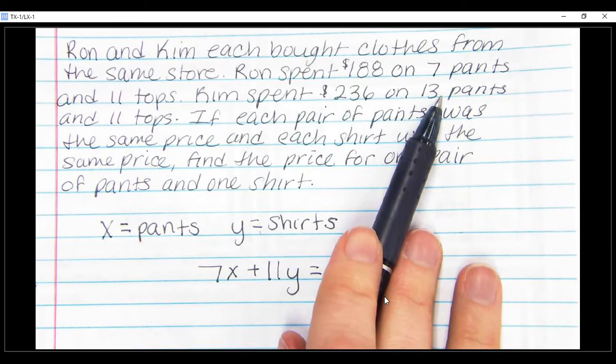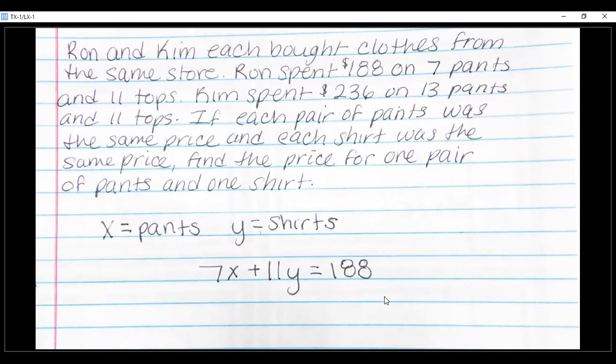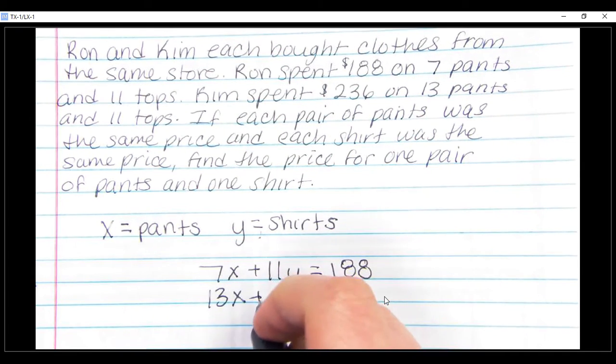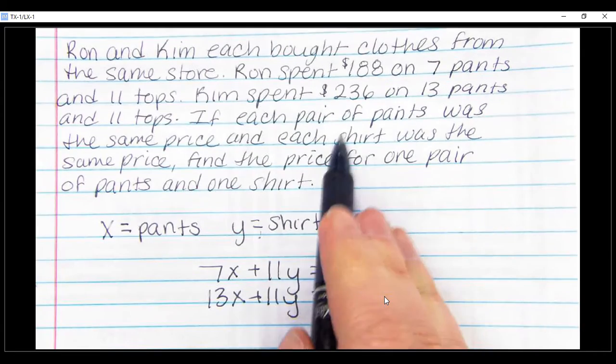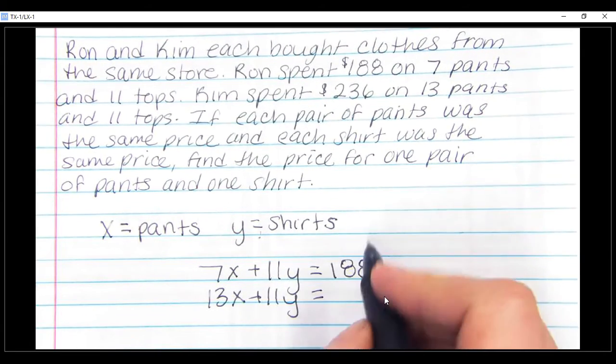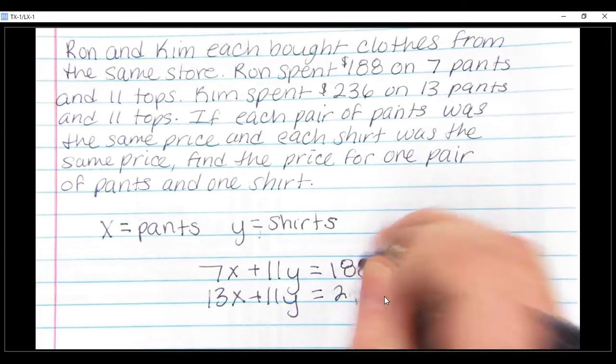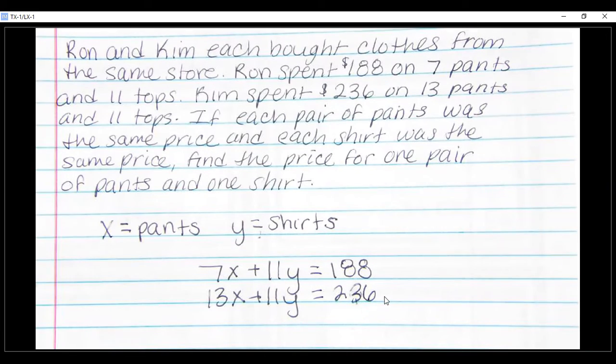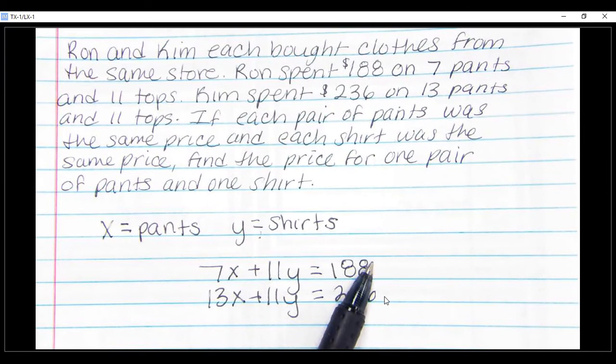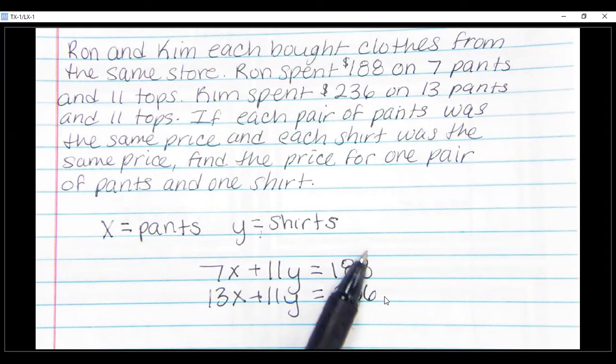So we have 13 pants. We said pants was equal to X. So I have 13X. And 11 tops. Again, tops we said was Y. And now in this case, it's equal to $236. Great, we have our two equations. We have similar items equaling the total price. So we have Ron's shopping spree and then Kim's shopping spree right underneath.